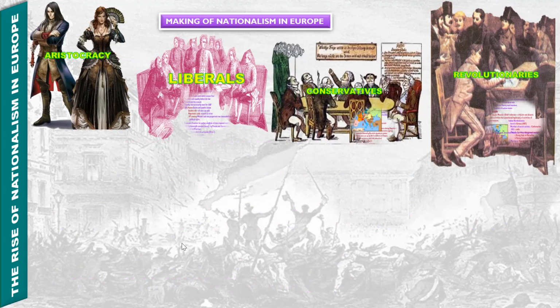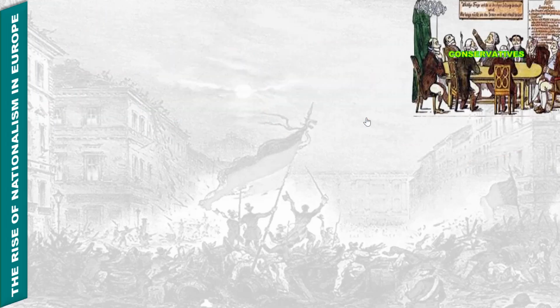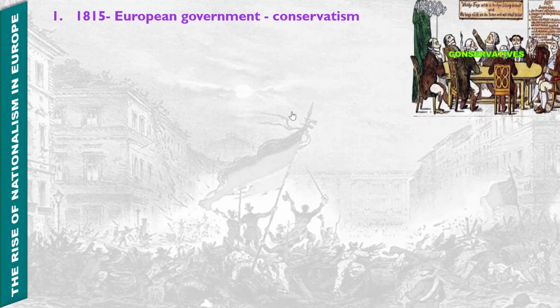A new conservatism after 1815. Following the defeat of Napoleon in 1815, European governments were driven by a spirit of conservatism. Conservatives believed, so let me tell you what is conservatism: a political philosophy that stressed the importance of tradition, established institutions and customs, and preferred gradual development to quick change.